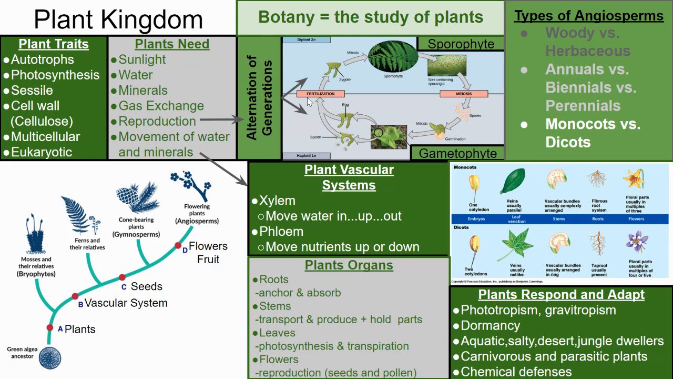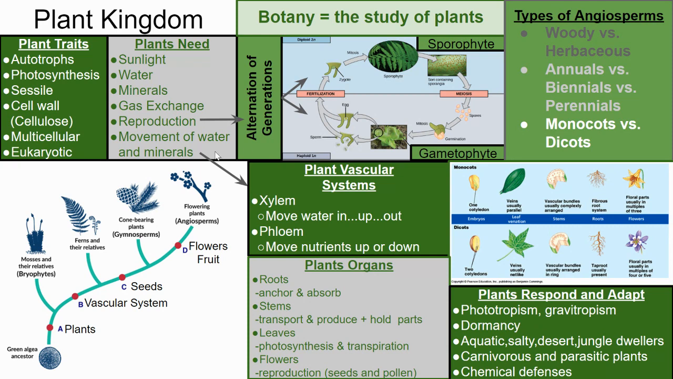So, again, reproduction happens through an alternation of generations pattern where sporophyte is diploid, full amount of DNA, kind of adult cells. Gametophyte is haploid, half the amount of DNA, making sperm and egg cells.